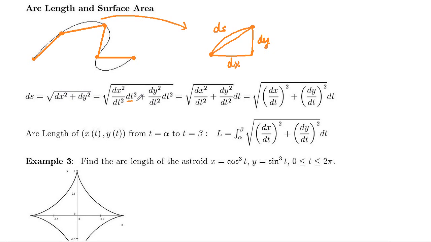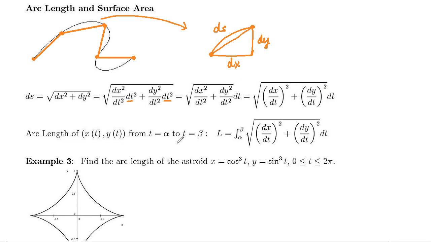So then notice that dt squared is a common factor, so I factored that out on the right, and then the square root of dt squared is dt. Then we've got dx/dt squared here, and dy/dt squared here. And then dx squared over dt squared is (dx/dt) squared, dy squared over dt squared is (dy/dt) squared. So these are the x and y derivatives squared times dt. So that's our arc length element.